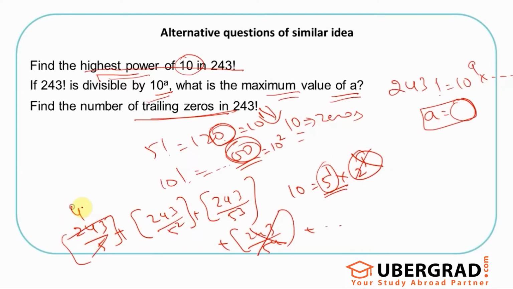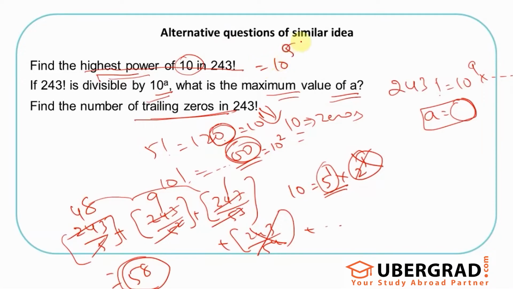So it will be 5 4s are 20, 5 8s are 40, 25 9s are 225, 125 1s are 125. So that's where it stops. So it's 58, right? 48 plus 9 plus 1 is 58. So the highest power of 10 is 10 power 58. So the maximum value that can divide, that is a, is 58. That's the maximum. The number of trailing zeros is also 58.